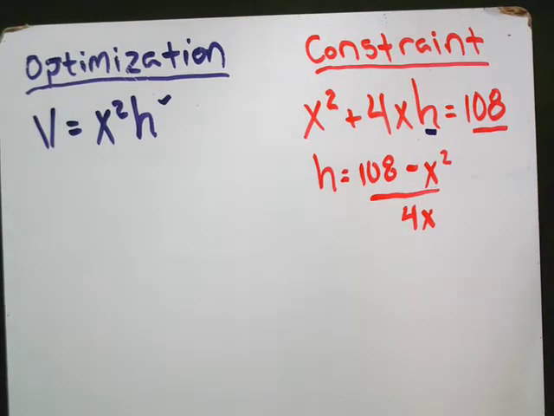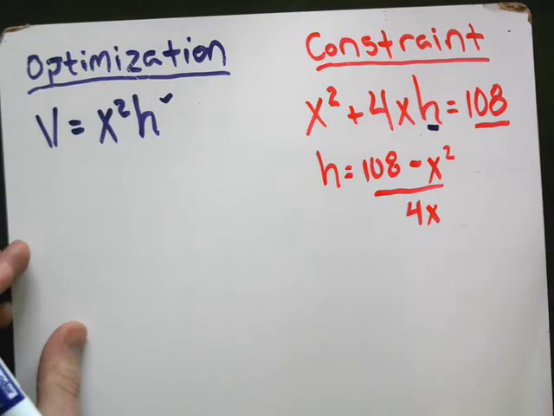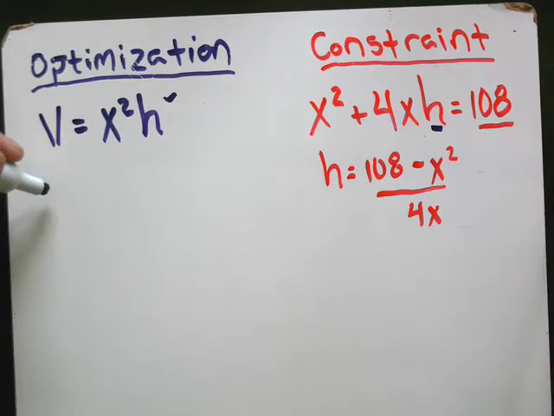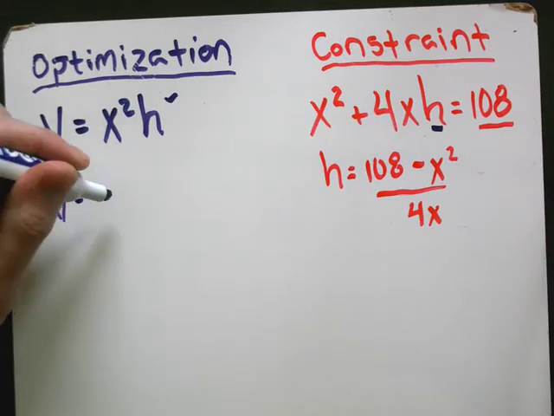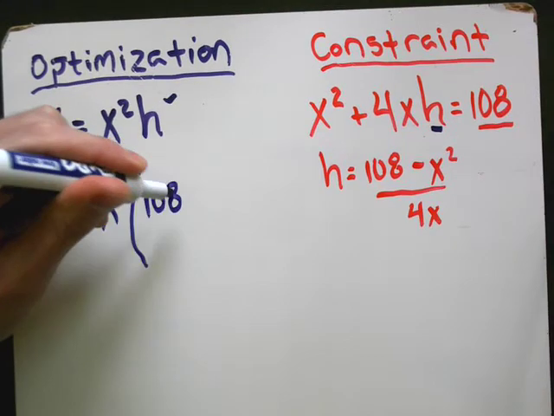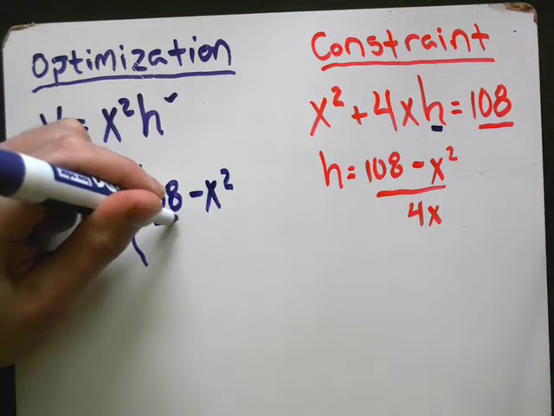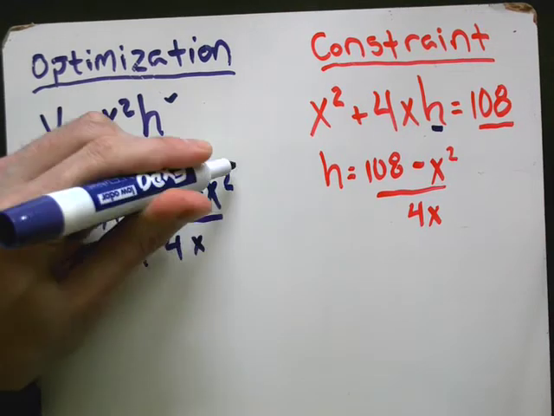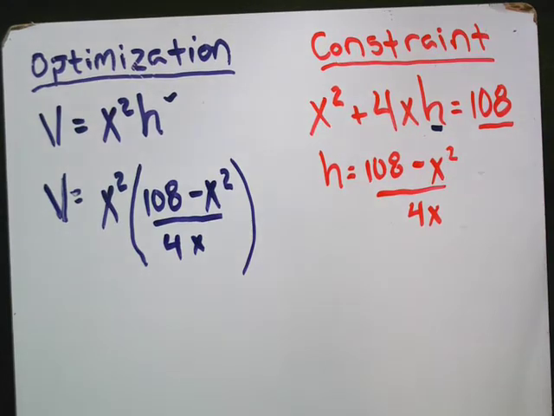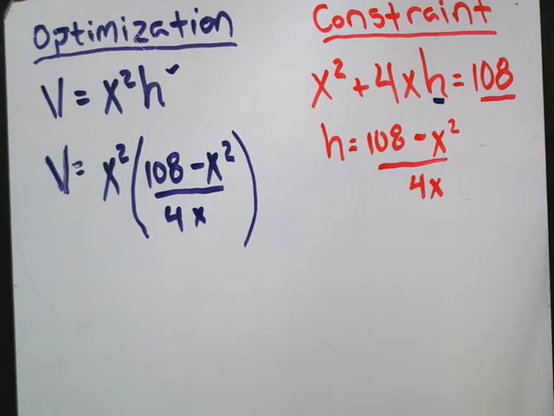Okay, all right, so let's take that and plug it in for h in our optimization equation. So it's the same thing we've been doing all week, it's volume instead of surface area. So I'm going to write volume is equal to x squared, and instead of h, I'll write 108 minus x squared over 4x. Okay, because that's what h is. Before we take the derivative, because remember, we want to find the critical point of this to find where our maximum is.